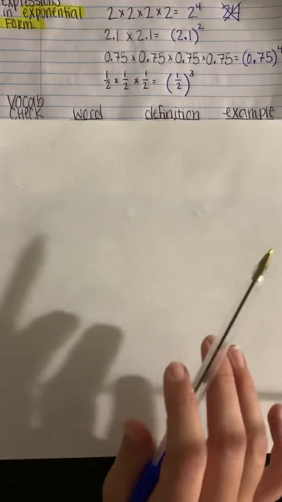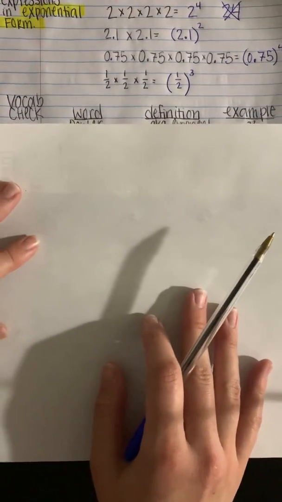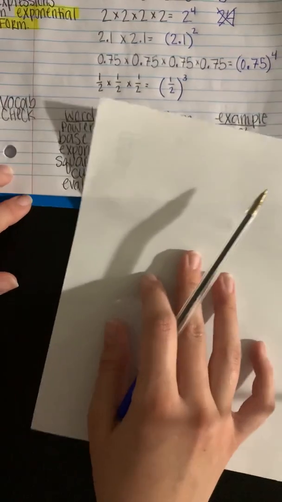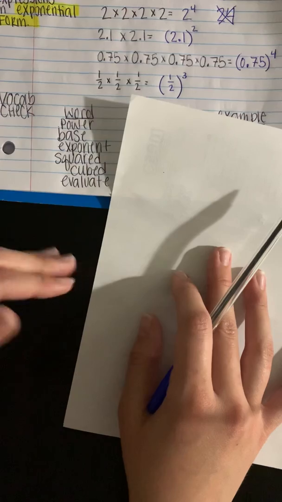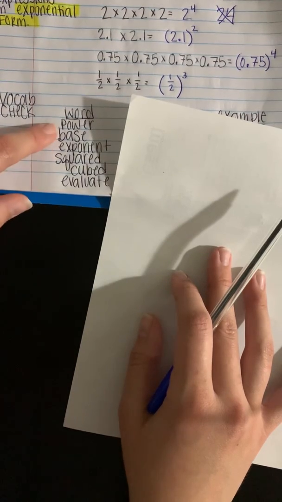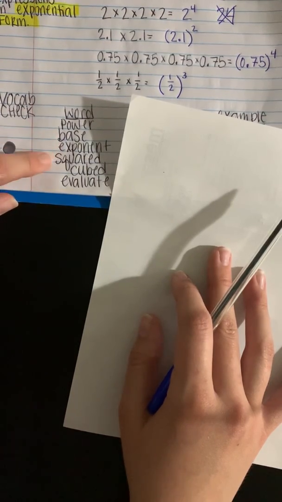For the next chunk of your notes, let's do a vocab check. So you can go ahead and set up the word, definition, and example. And we're reviewing 6 words that hopefully you've already heard throughout this lesson. So power, base, exponent, squared, cubed, and evaluate.